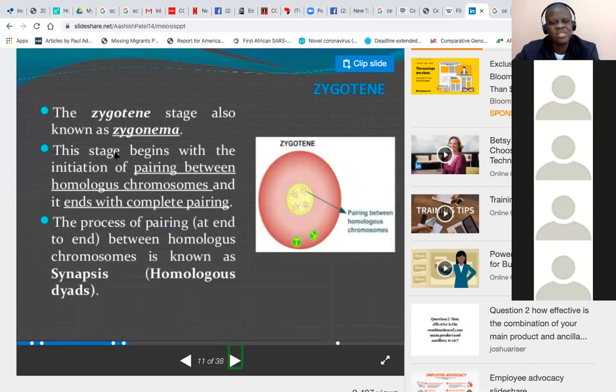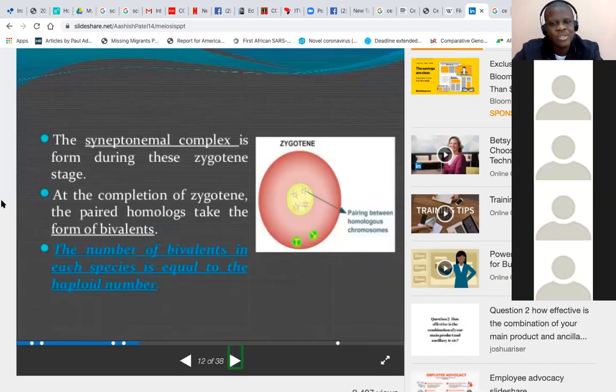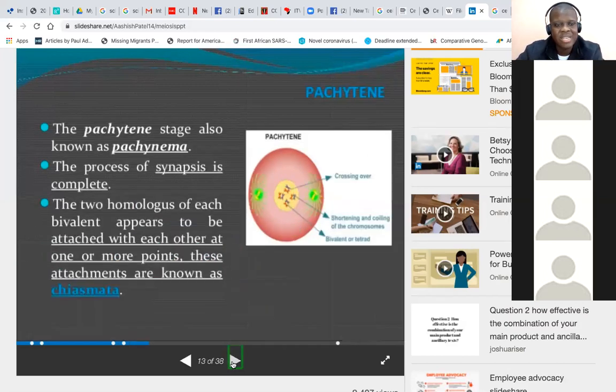That process is called synapsis, in which the strands of the two chromosomes 1 are paired together. That is pairing, and the process that achieves it is called synapsis. And when they are together, they form, as you can see in the picture beside you, what is called the synaptonemal complex. The number of bivalents in each species is equal to the haploid number. Depending on the haploid number, that will determine how many copies of that you are going to see.